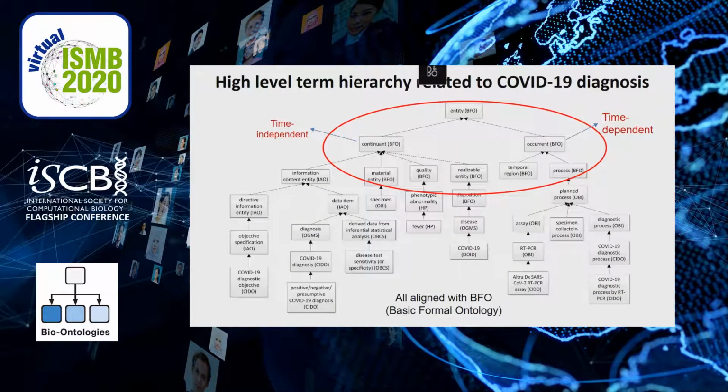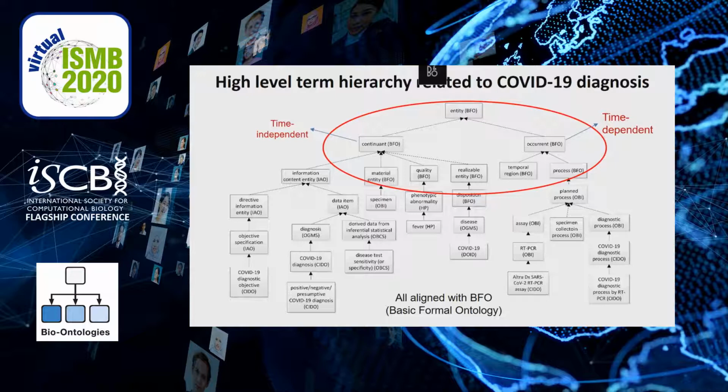So this is the high-level term hierarchy. CIDO aligns with the Basic Formal Ontology, BFO. So BFO has two branches. One is continuant, which is a time-independent branch. Another one is occurrent, which is a time-dependent branch. So in the occurrent branch, we have processes like the RT-PCR SSC, or specimen collection process, or diagnostic process.